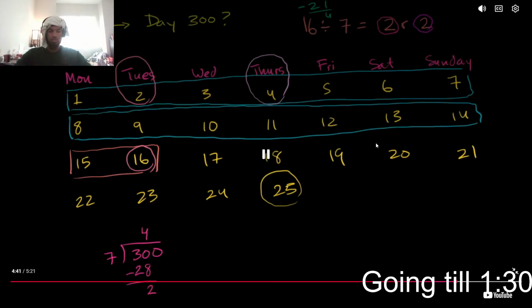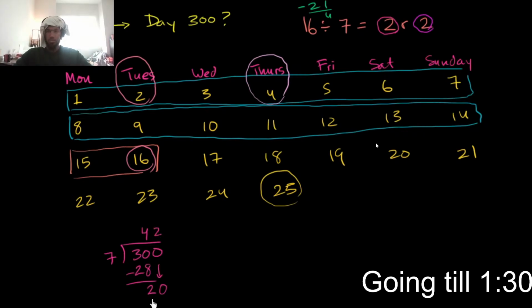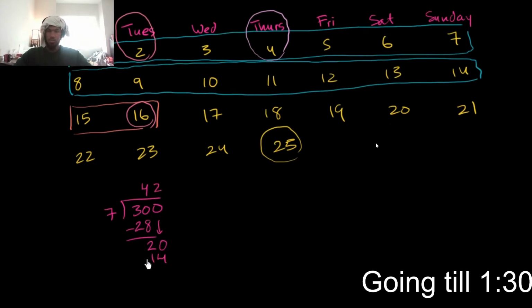28. Subtract, you get 2. Bring down a 0. 7 goes into 20 2 times. 2 times 7 is 14. And then we get our remainder. And now we care much more about the remainder. 20 minus 14 is 6. So our remainder is 6.